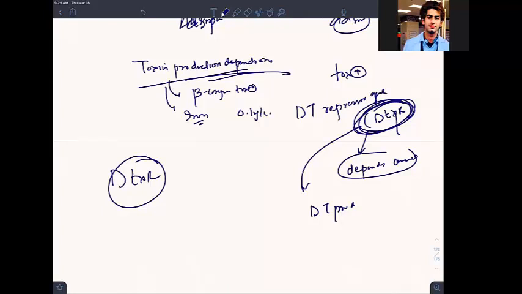We have three biotypes. Who are the three biotypes? Gravis, intermedius, mitis. Were all these biotypes producing toxins or not?